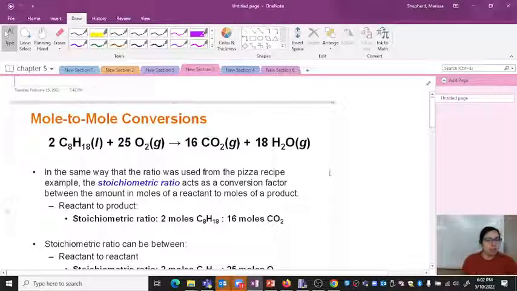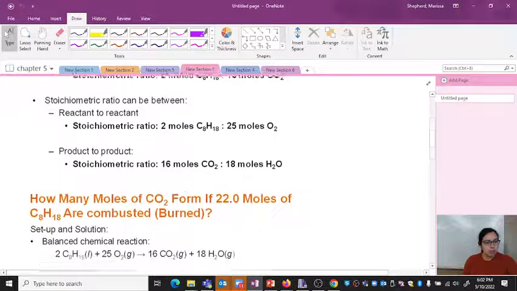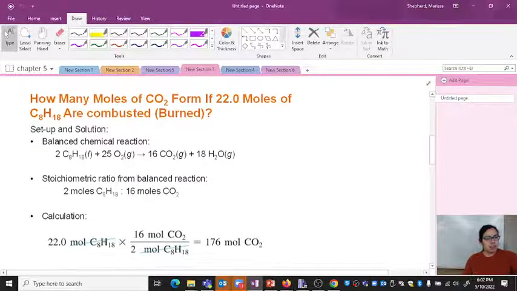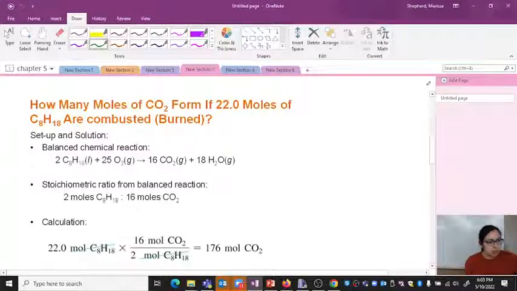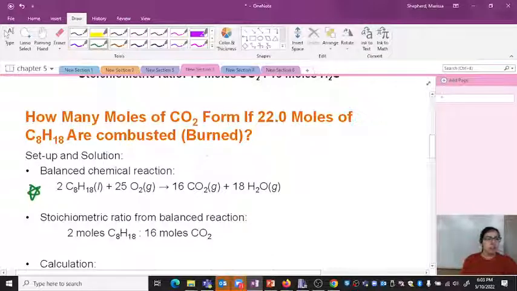All right, so let's look at this kind of mole conversion. This should feel like a recap. Again, you just want to do your mole ratios, so be able to set them up. I know it gives us the answer, but let's do this practice one. How many moles of CO2 form if 22 moles of octane are combusted? If I were you, I would just look at this balanced equation. Let's get rid of this for now. We'll give everyone a minute or so.